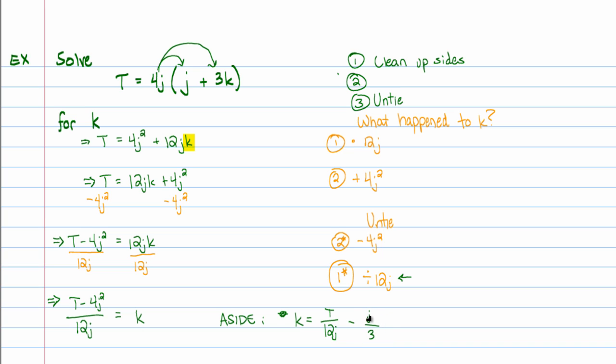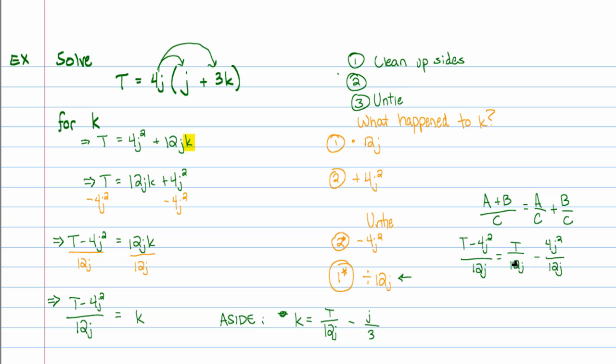That is equivalent, okay, to this answer. It turns out that when you have a fraction like a plus b over c, that's the same thing as saying a over c plus b over c, right? These have the same denominator, so their numerators just add. Well, that means that if I have a fraction like t minus some picture over 12j, I could split this apart to t over 12j minus 4j squared over 12j.